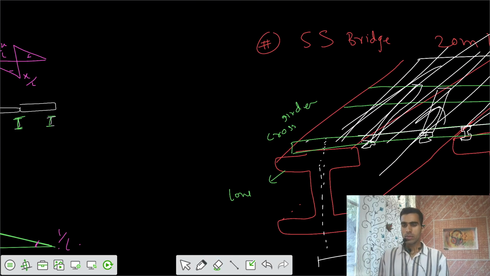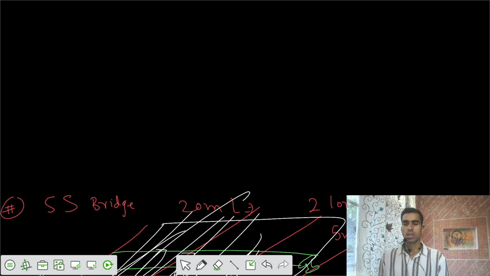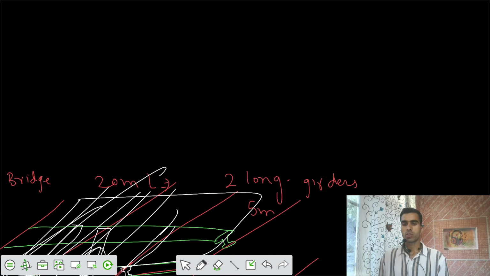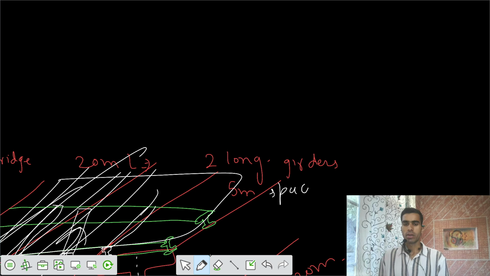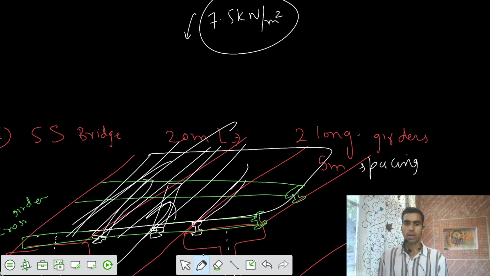Okay. And so the problem was that we have a simply supported bridge, 20 meters long, and we have two long girders at 5-meter spacing. Spacing is 5 meters, and we are applying a load of 7.5 kilonewton per meter square. That means if you take 1 meter square of the deck plate from the top, on that we have this amount of total load acting.